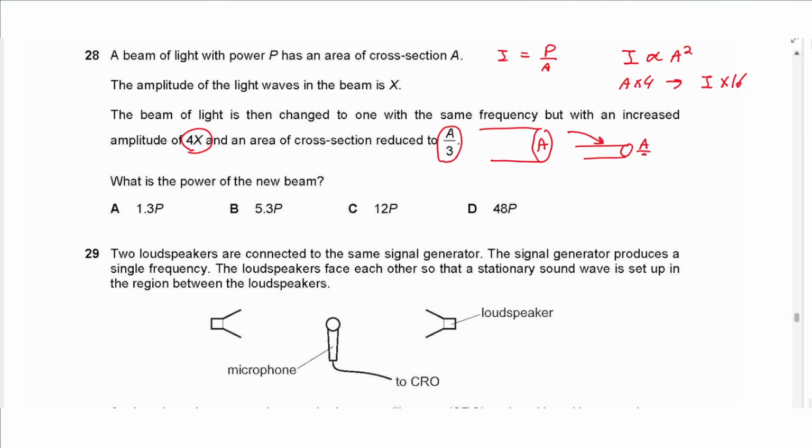So this is area over 3, so the power will be decreased by 3. And intensity multiplied by 16, that means that the power is multiplied by 16. So we have a ratio of 16 divided by 3 for the new power. So 16 divided by 3, that's approximately 5.3, so we choose B.